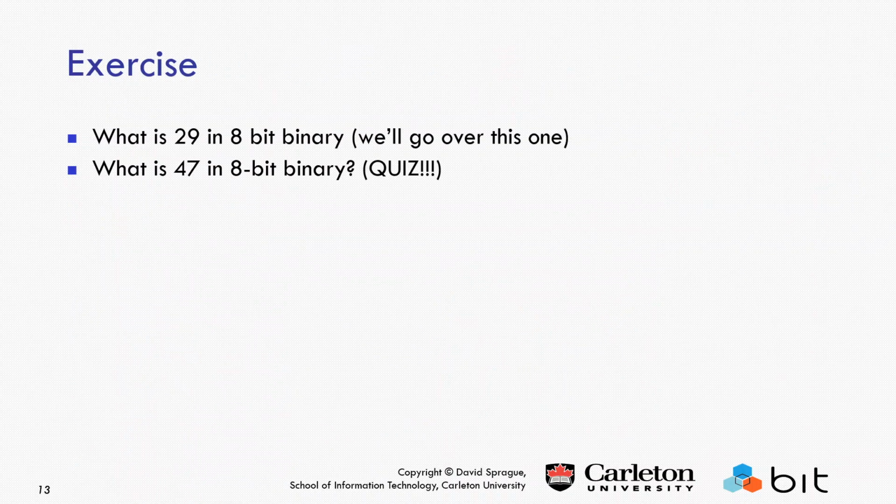All right, so I would like you to try a couple things. I'm going to try 29 next as an 8-bit. I'm going to convert 29 to an 8-bit binary number. And then I would like you to try 47. I'm going to make that a quiz for this week. So you can go online, check the poll everywhere, and take the quiz. This is one of several quizzes when it comes to doing this. Just try it out. Okay?